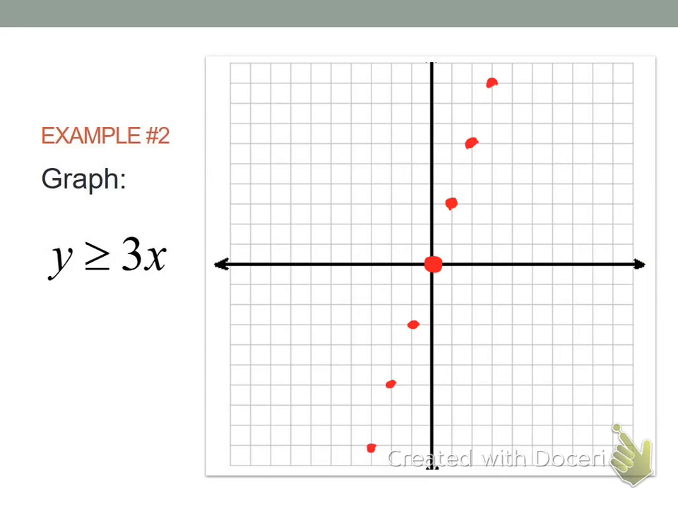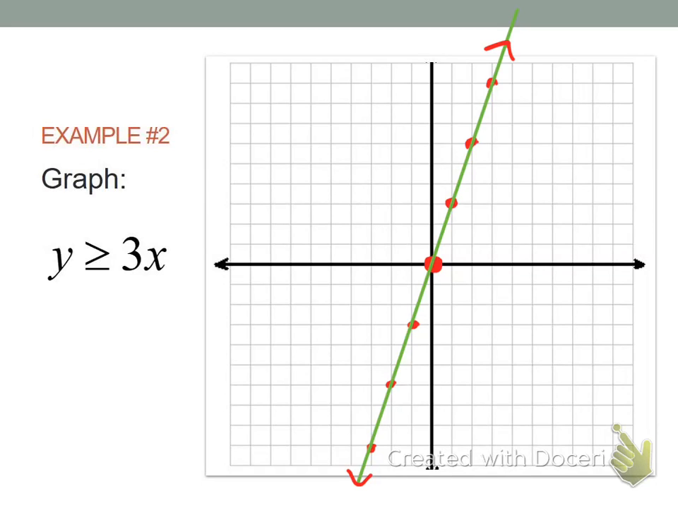And then when I graph this line, should it be solid or dashed? Solid. Because it has the equal to bar. If it has the equal to bar, you want a solid line. There's my line. I'll put arrows at either end. All right, we've graphed our boundary line. That's half the battle. The next half is figuring out where we are going to shade.